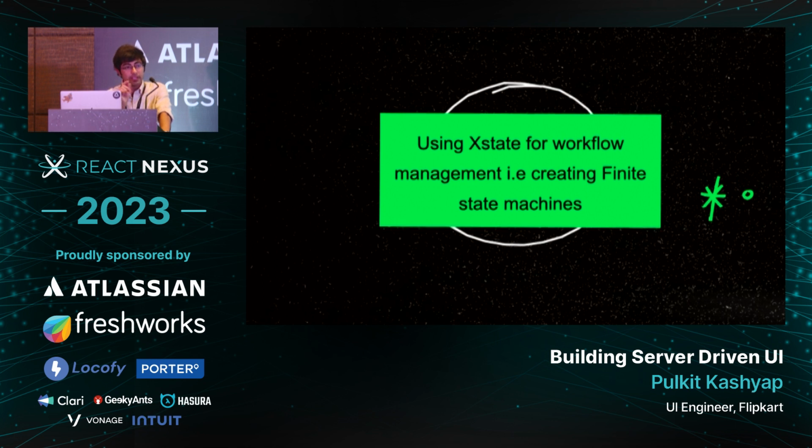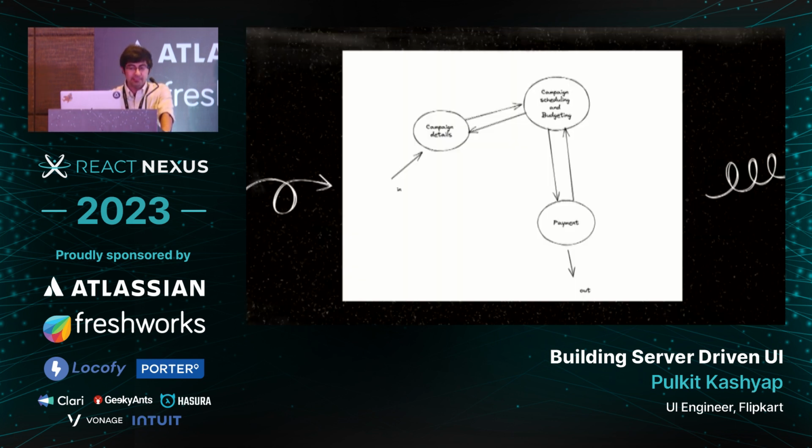Why? Because it works on the concept of finite state machines. Finite state machines say that at any given point in time, you can be in only one state. So in this example also, you can be either in campaign details, or doing campaign scheduling, or the payment. You cannot be in multiple states at the same time. XState works along the same lines, and the good thing is XState has a concept of guarded transitions, and if I have to put down this graph in the form of code, XState serves the purpose.